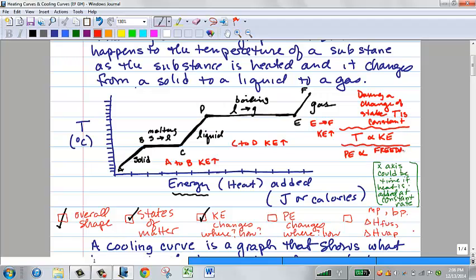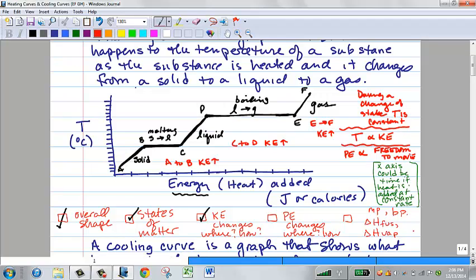So let's say I don't know what this substance is. I'd like to find out its melting point by heating it, and its boiling point. Now that I know those two physical properties, I might be able to tell you something to help identify this substance.